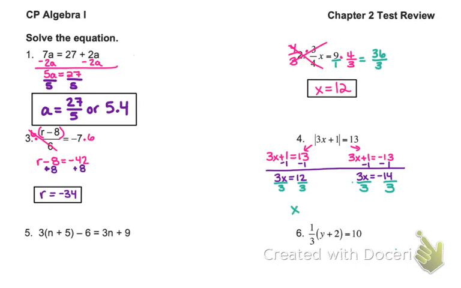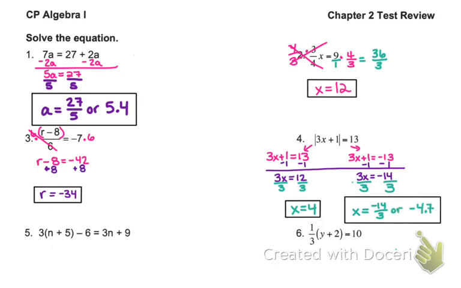Our two solutions: our first one gives us 4, and our second solution gives us negative 14 thirds, and I'd be okay if you said that was negative 4.7.